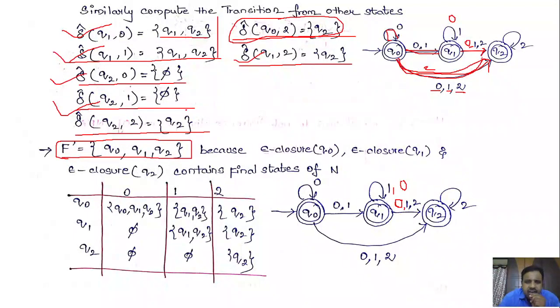We are not having any transition. Q2 on 2 means self. So self transition we are having. So what are the final states? So all are the final states: Q0, Q1, Q2. Okay. Because epsilon closure of Q0, epsilon closure of Q1, and epsilon closure of Q2 contains the final state of N.